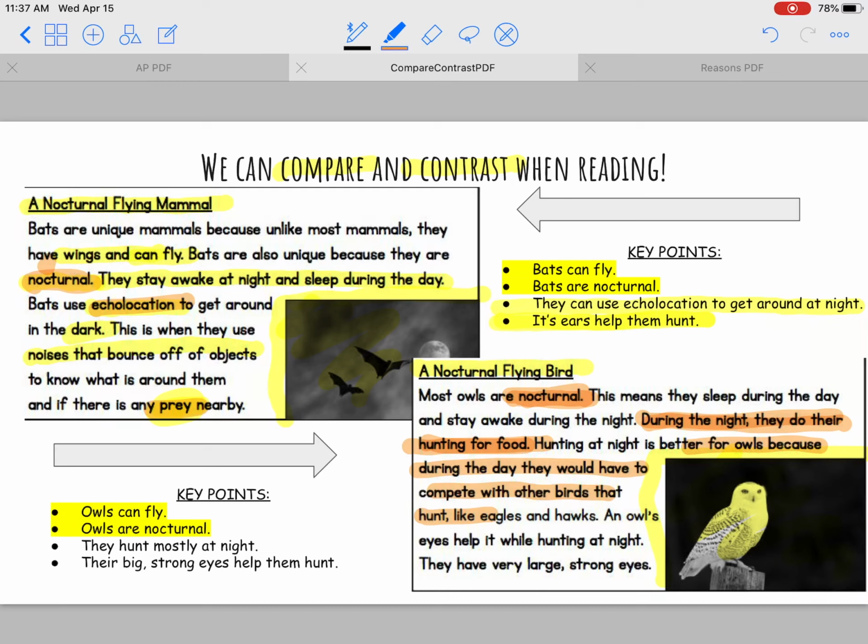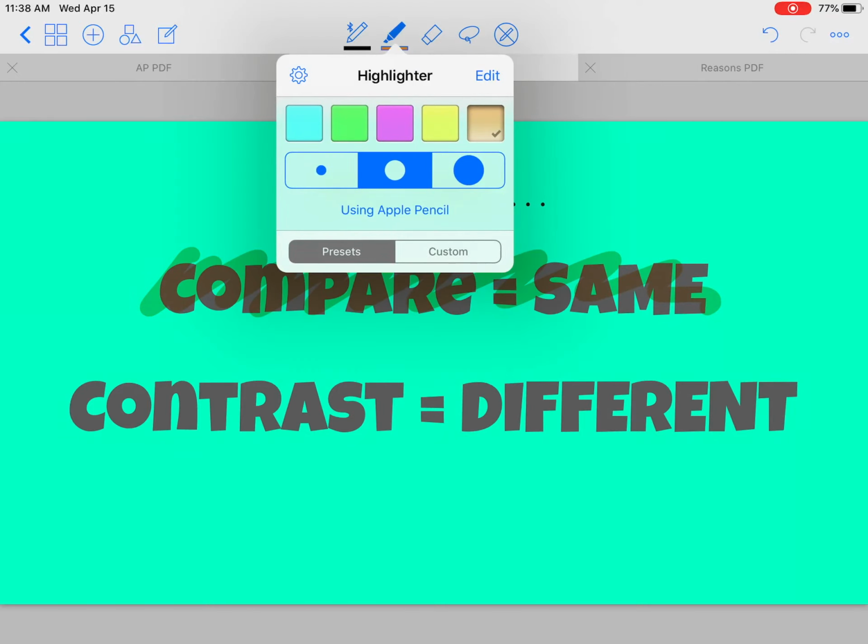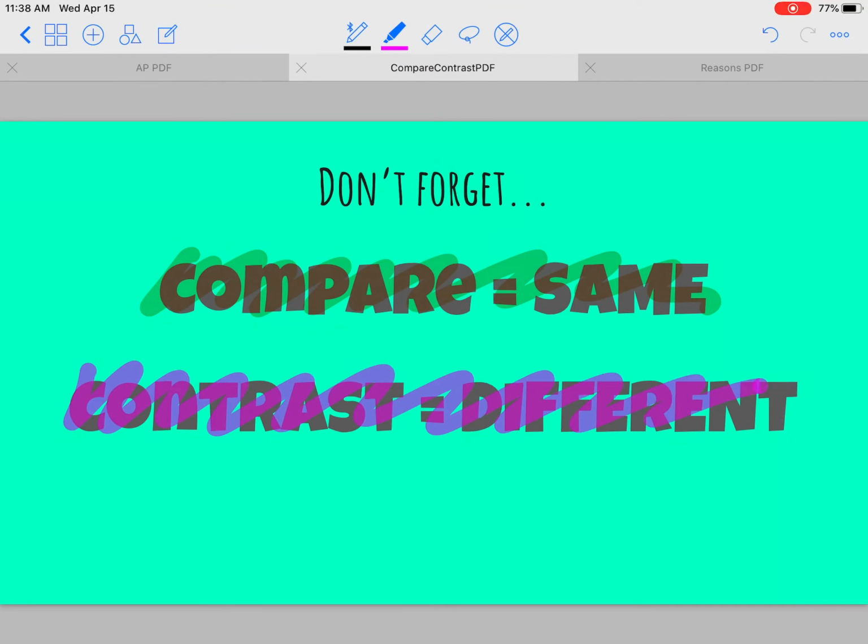It also says that an owl's eyes help them hunt at night. Well, if I go back to my first passage, I remember it says bats' ears help them hunt. And now I know that an owl's eyes help them hunt. So there are a few ways that these are similar, and there are a few ways that they are different. And you're going to do this today with your practice, with your exit slip, and for the rest of the week. Don't forget, compare means the same and contrast means different.